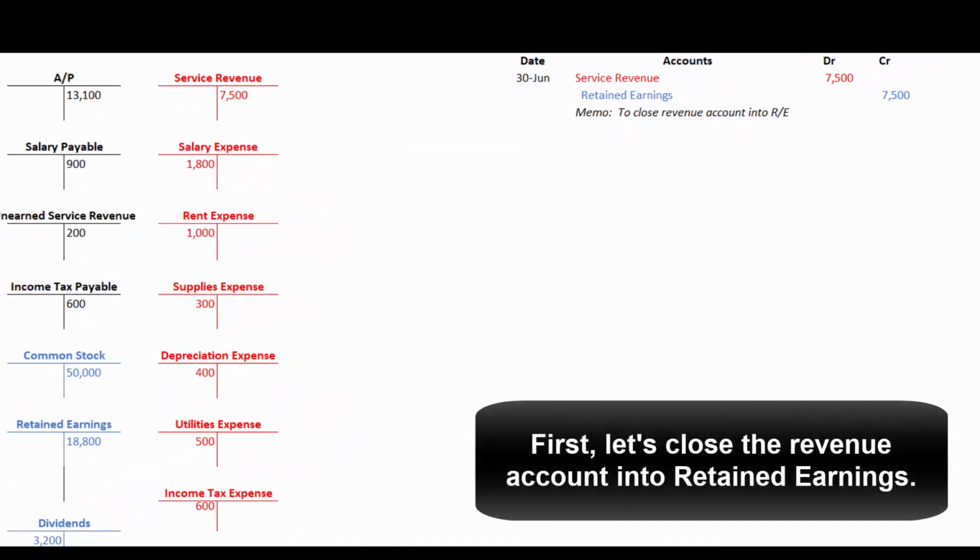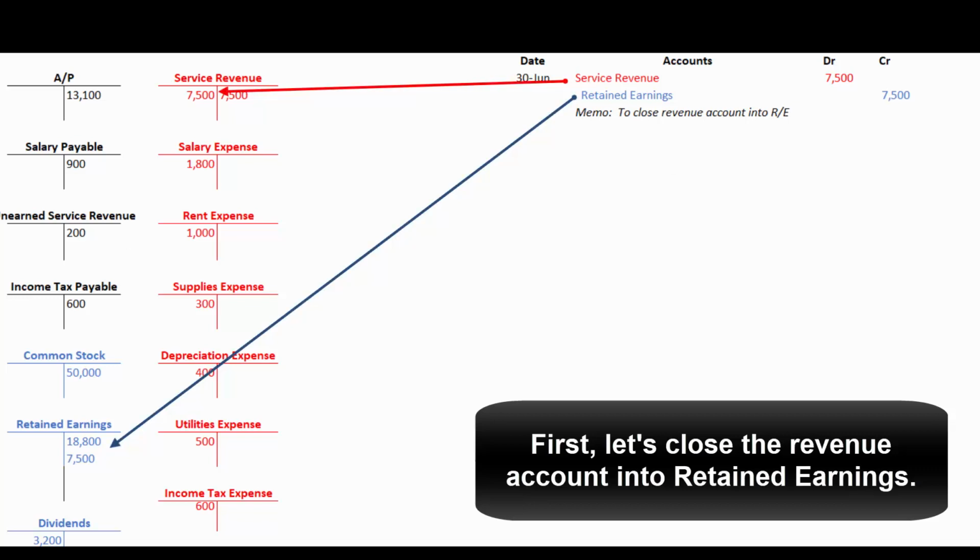A company may close its books every month, every quarter, every year. Let's just look at Freddie's Auto Service closing their books as of June 30th. We debit service revenue for $7,500 and we credit retained earnings for $7,500. Let's post that. And now the balance in the service revenue account is 0. We've emptied out that counting bucket, if you will. And retained earnings has gone up by the amount of our revenue, $7,500.